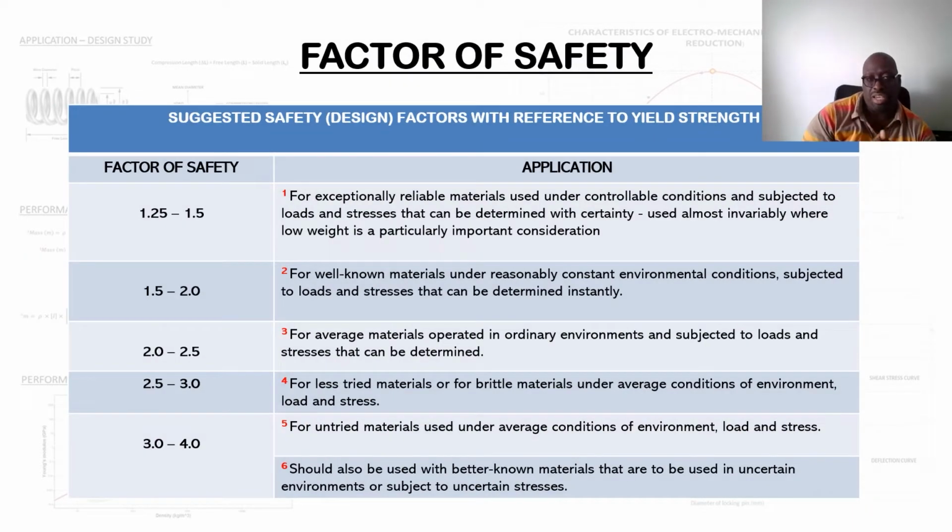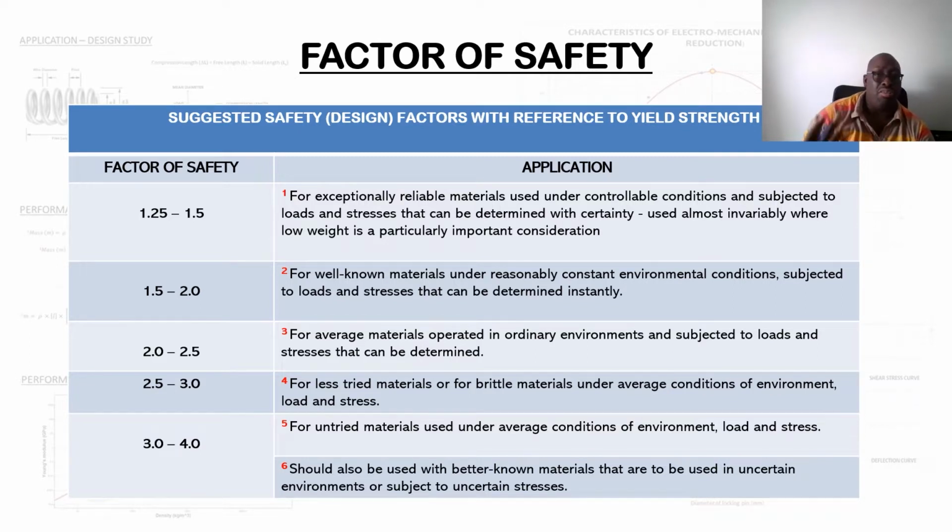So this is a very simple reference table to give designers some idea of the value of the safety factor and what it means from an application point of view. For instance, anything between 1.25 and 1.5 relates more or less to material that's exceptionally reliable under controllable conditions.